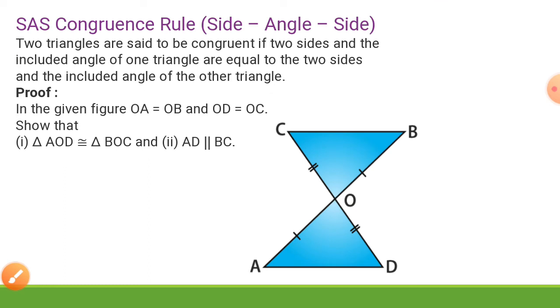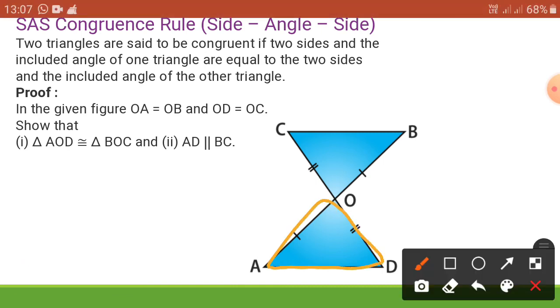The next rule is the SAS congruence rule, or side angle side rule. Two triangles are said to be congruent if two sides and the included angle of one triangle are equal to the two sides and the included angle of the other triangle. So here we have to prove that triangle AOD and triangle BOC are congruent, and AD is parallel to BC.